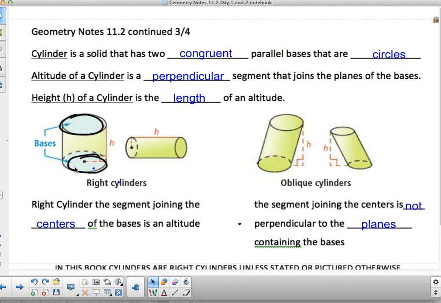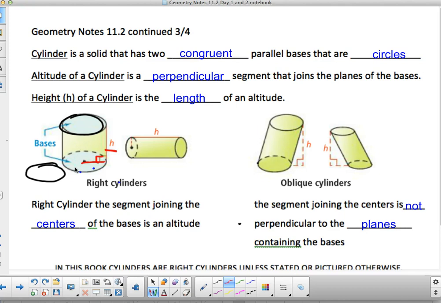Now, an altitude of the cylinder is a perpendicular segment that joins the planes of the bases. Height h of a cylinder is the length of the altitude. So I have h right here, but that's also known as the altitude. And keep in mind, this cylinder is considered a right cylinder, and the reason we can say that is it makes a right angle between the base and the side.